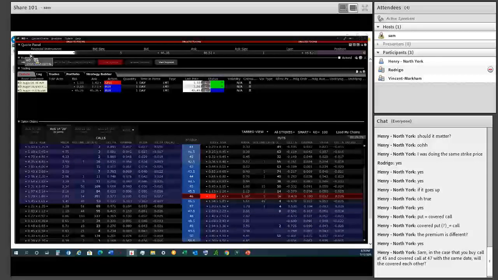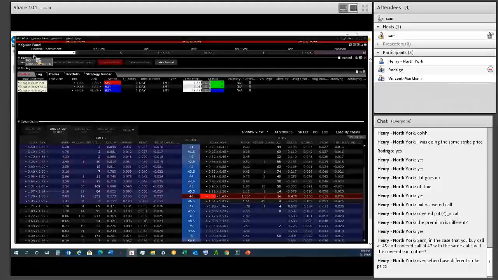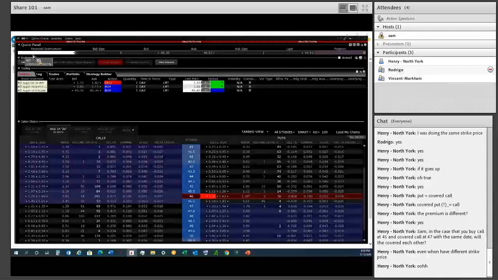Sam, in the case that you buy the call at 45 and cover it at 47 with the same date, will they cover each other? Yeah, they cover each other. You're covered, right? You're risking $1 to make $1 is what you're doing, Henry. You're risking $1 to make $1, right? It's gonna cost you $1 to do that trade.